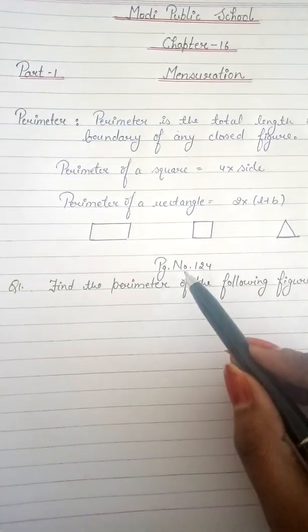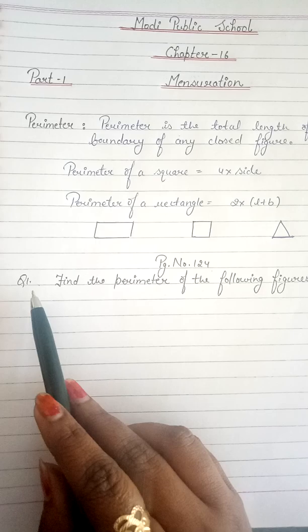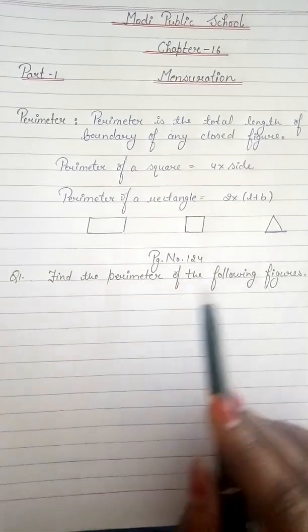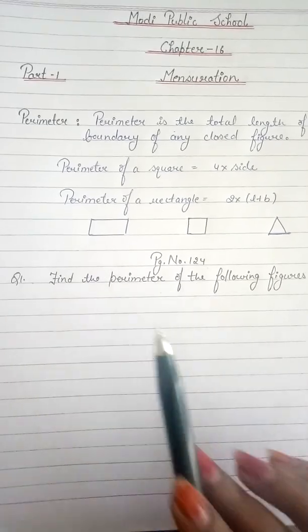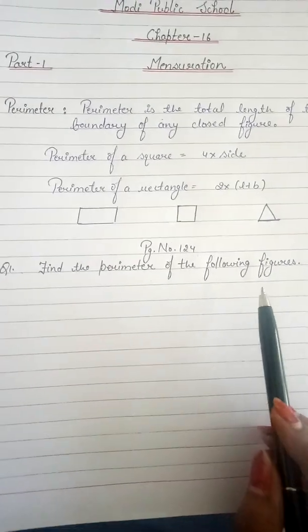Let us discuss page number 124 of your maths book. We are going to discuss question number 1. Find the perimeter of the following figures. Here some figures are given. All the figures are rectangles or squares. So we have to calculate their perimeters.